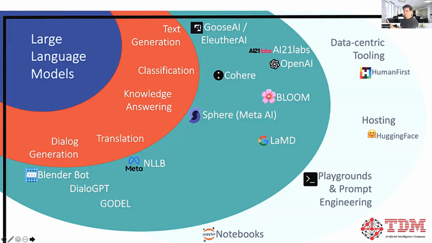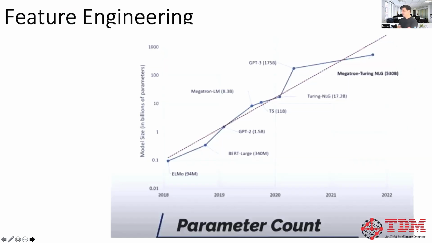So this is a landscape of what large language models are used for, what Meta and NLLB use cases are, Blender bot. So what are the applications around this and how you can prompt into it. Now this is very interesting.